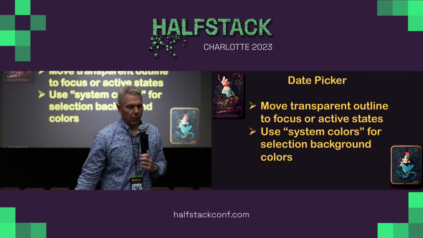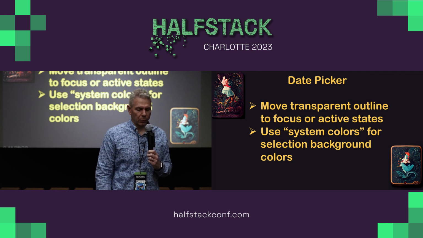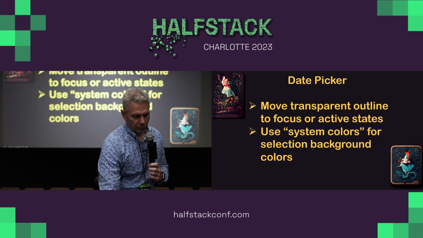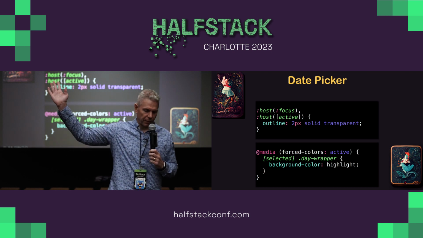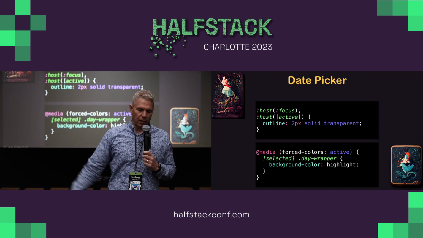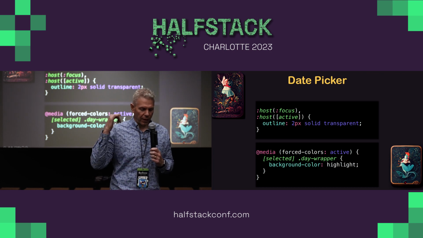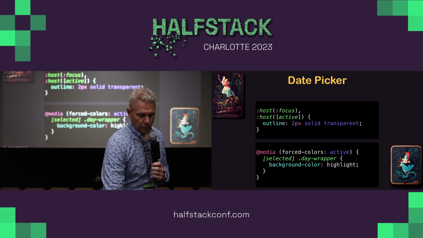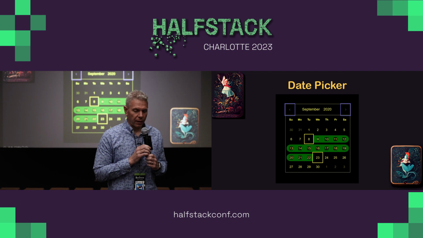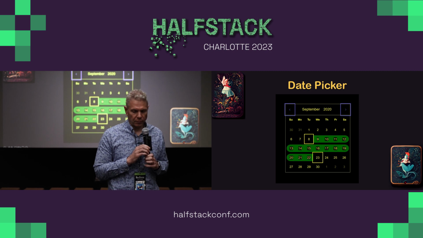So what did I do? I moved the transparent outline to the focus and active states. So it just applied to those things that were active or focused. And then we used the system colors again for the background selection. And here you can see the CSS for that. So again, that 2-pixel solid transparent trick applied correctly to just the focused or active elements, and then a background color selected for high contrast mode. And this is what it looks like. It's not the prettiest thing ever, but it actually works. And people that need this high contrast mode can actually see those colors and interact with it.